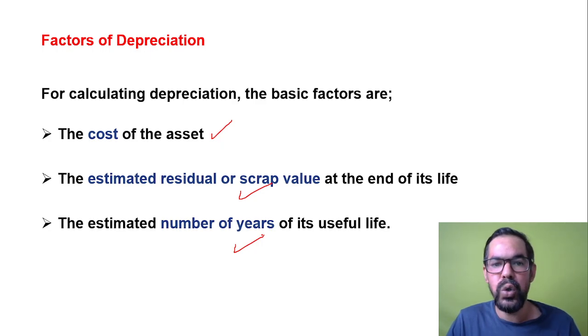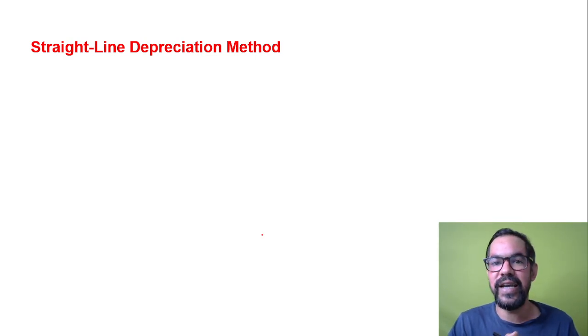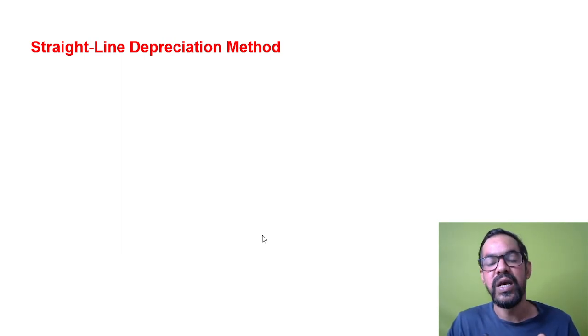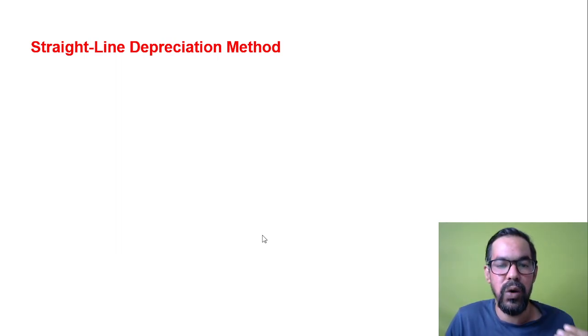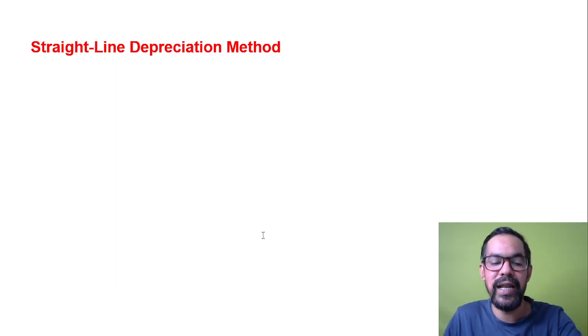We have different methods, and we will start with the straight line method. Whenever you talk about the straight line method, it is one of the simplest methods to calculate depreciation. Here, the depreciation amount or expense remains the same over the period. I'll give you an example.